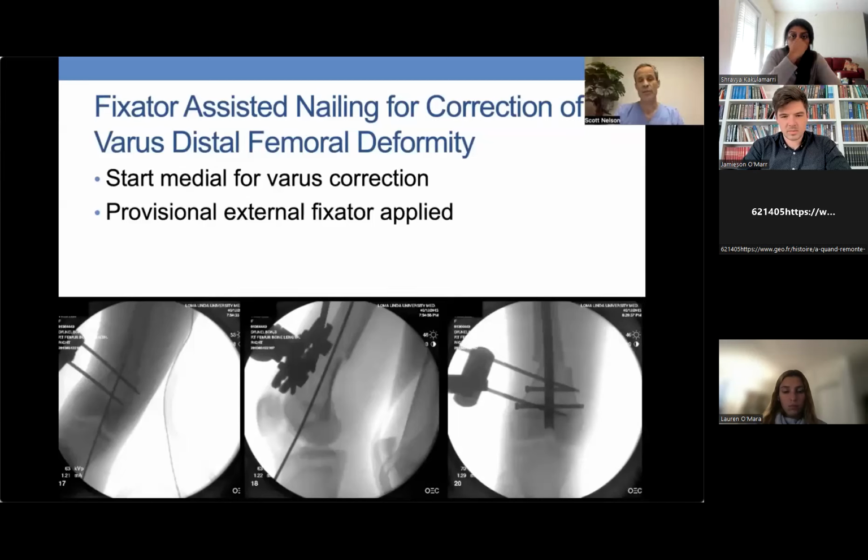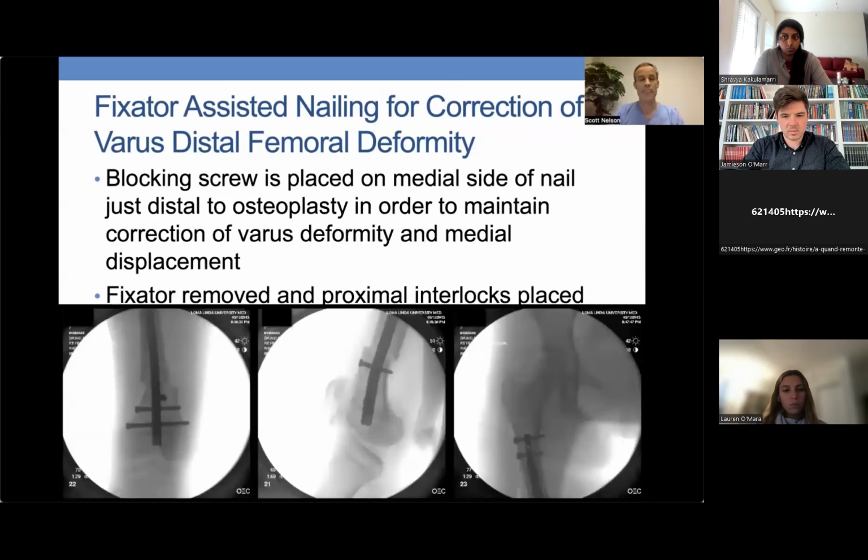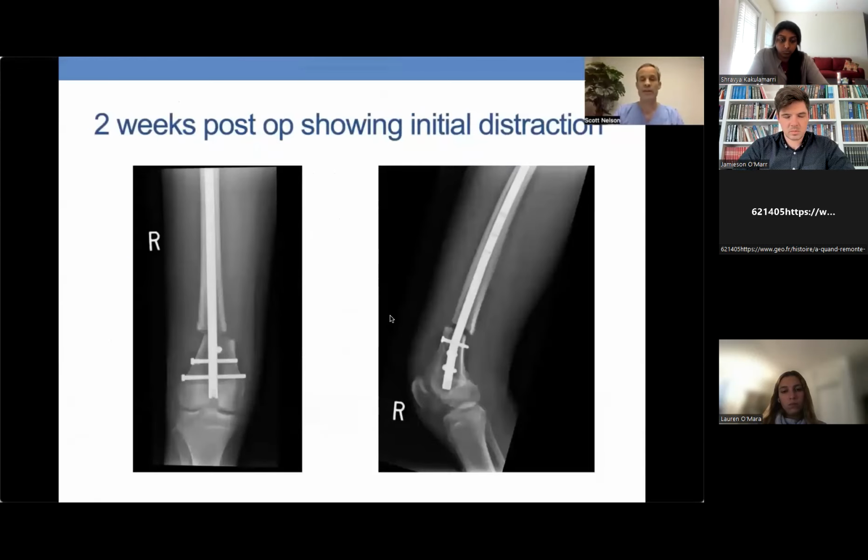Using the fixator, we cut the bone, angled it into varus, rotating around the apex. So there's some displacement there that we programmed into this. And then put a blocking screw here, which is on the medial side now because it was varus that was in the concavity. And now the fixator is removed. And here's the result after surgery.